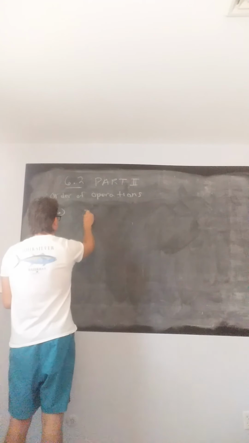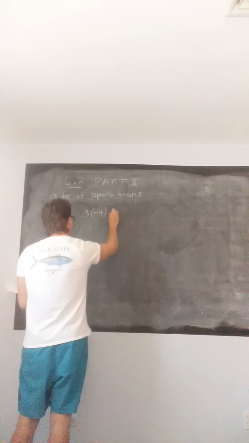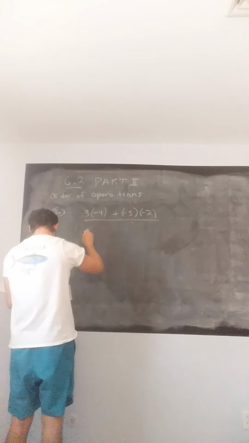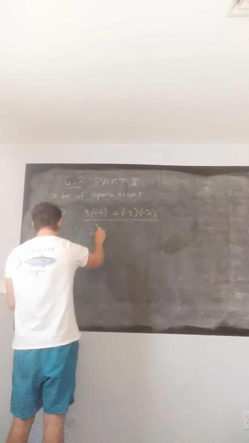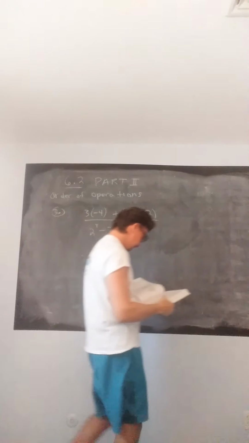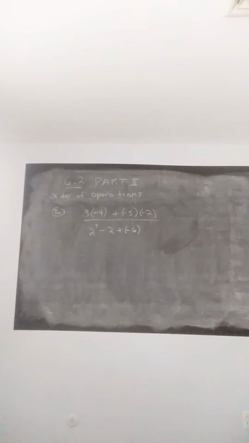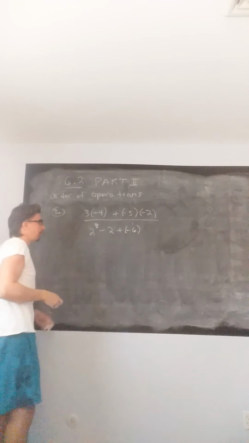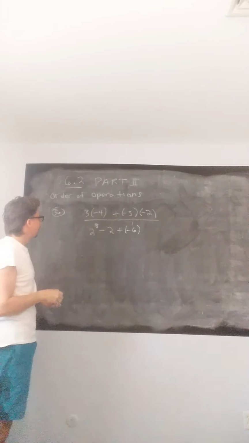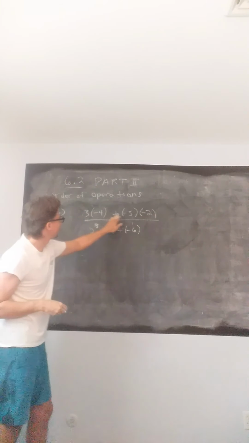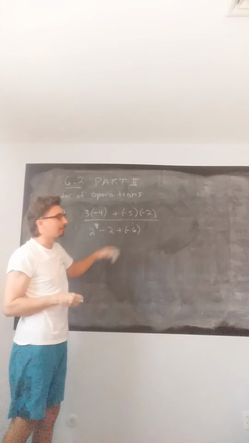36 says 3 times -4 plus -5 times -2, divided by 2 cubed minus 2 plus -6. Okay, so once again we have a fraction bar. This is a good example. Let's see what happens on the top. You have multiplications and an addition, so we've got to go after the multiplications first.